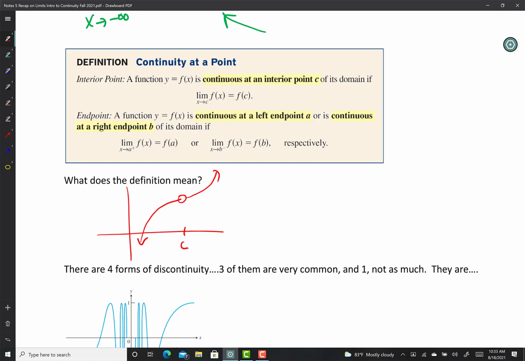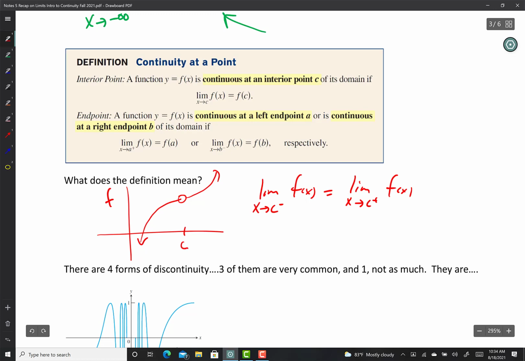Here's a C. Limit as x approaches C from the left of this function definitely equals limit as x approaches C from the right of that same function, if I call this f. But at the moment, it's not continuous. Right now, my limit is just converging at the same y value. How do I prove that it's continuous? That my left side equals my right side also equals the function evaluated at that x coordinate.